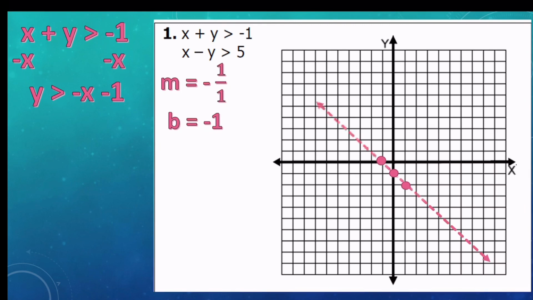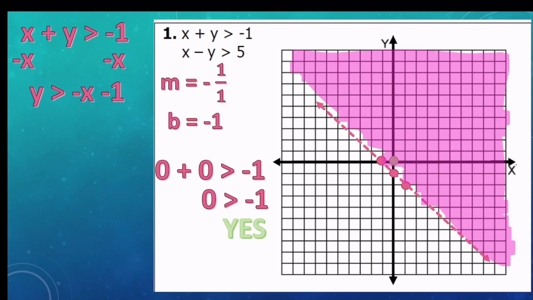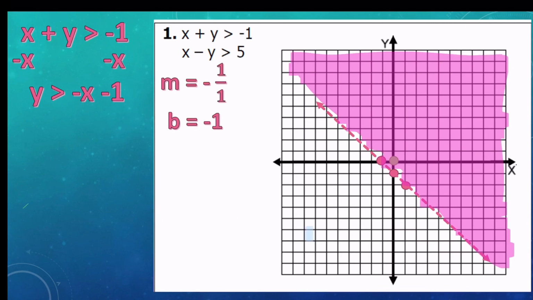So now I pick a point, and I'm going to pick 0, 0. 0, 0 is to the right of my line. I plug it in to my inequality. 0 is greater than negative 1, so I'm going to shade where that point is. Since it was a solution, I shade it, okay? Now, all I have here is my first inequality. I need to go graph my second.